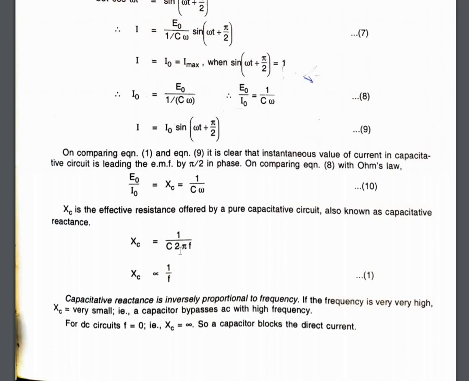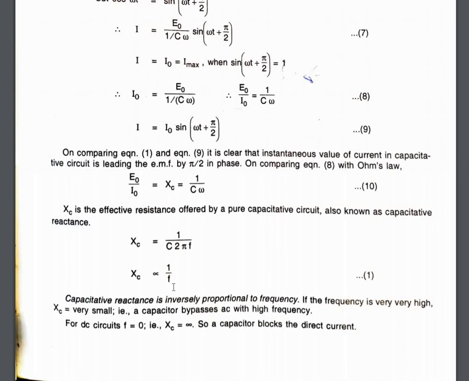So Xc is equal to 1 by omega C. What is omega? Omega is nothing but 2 pi f. So Xc is equal to 1 by C into 2 pi f. So Xc is proportional to 1 by f. The capacitive reactance is inversely proportional to frequency.